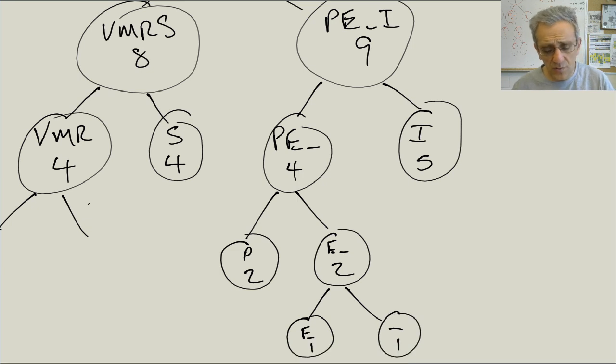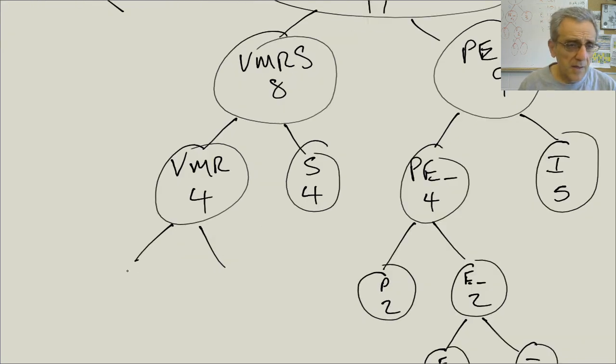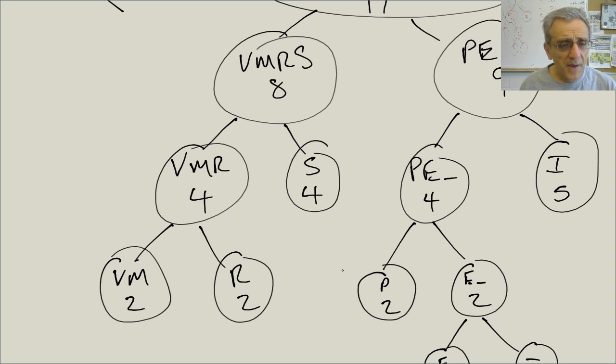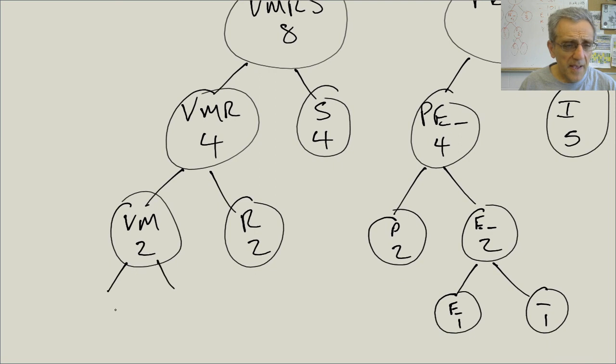And then I have to go see what my VMR was. Okay, so my VMR is VM2R2. So this is VM2 and an R2. And so now, the last thing that I have to split up is the VM, and that's a V1 and an M1.